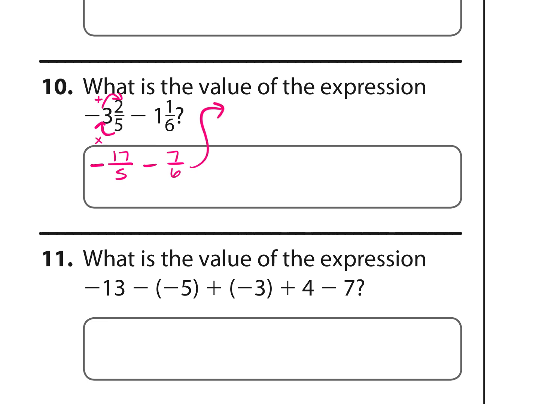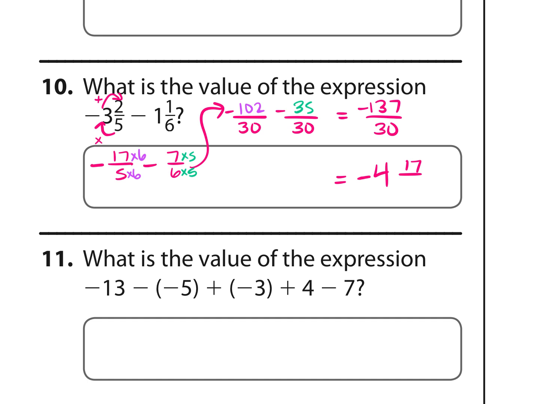Now I need common denominators when I'm adding and subtracting fractions. So 30 would be a common denominator here. And I think, 5 times what is 30? 6. 17 times 6 is 102. Then I think, 6 times what is 30? 5. And 7 times 5 is 35. So we get negative 137 over 30. And 30 will go into negative 137 negative 4 times, with 17 remaining out of 30.